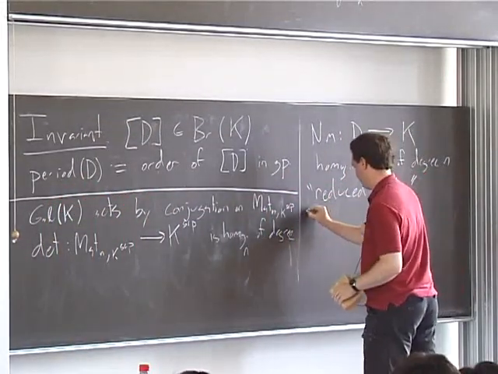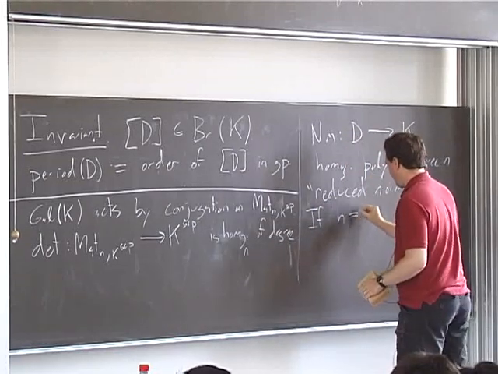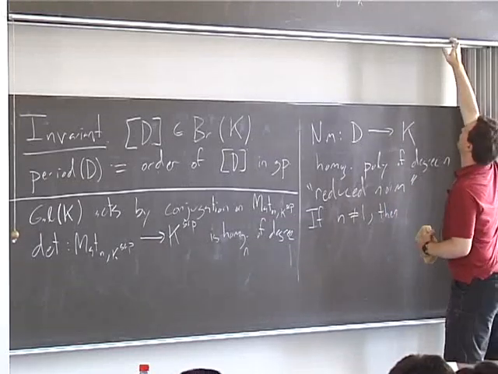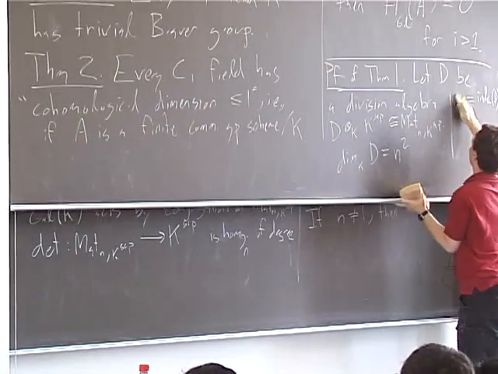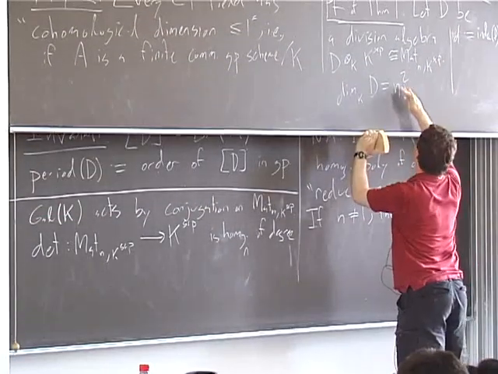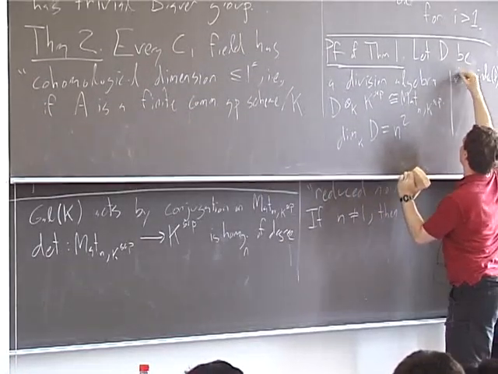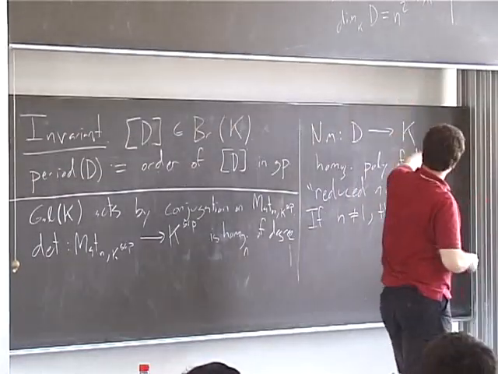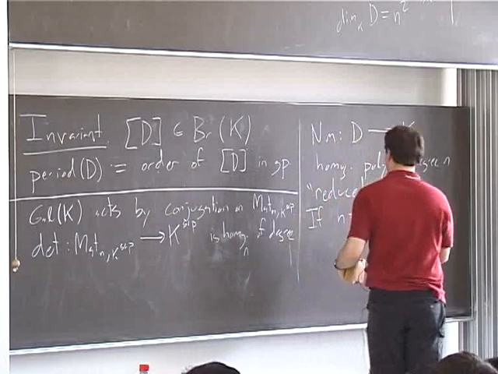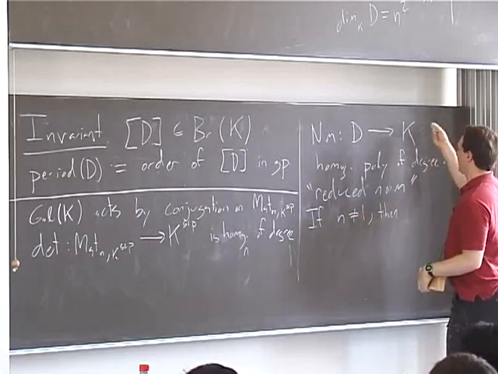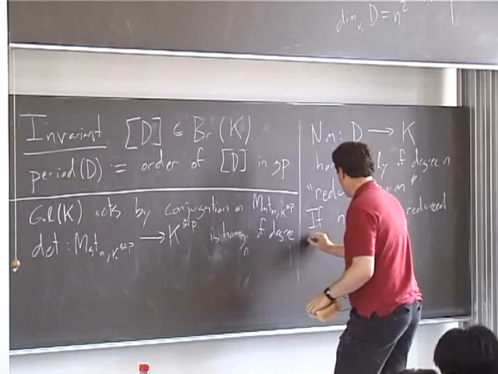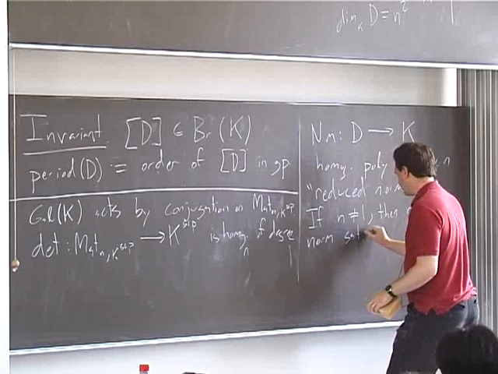So if n is not 1, then this is a homogeneous polynomial. Sorry, let me call this D. Actually, let me not call it D. I apologize, this is a different n than we had before. We have a homogeneous polynomial of degree n in n squared variables, so on projective space P^(n squared minus 1). So the reduced norm satisfies the C1 condition.